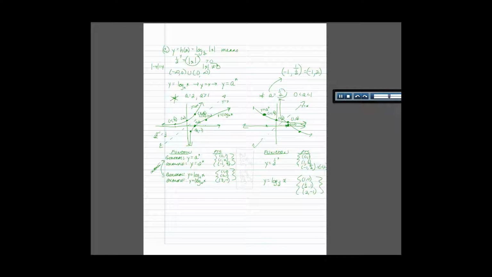Definitely this case, like I said, is easier to see. But you need to know that always, with the exponential, you're going to have the points 0, 1, 1, a, negative 1, 1 over a. And with the log, you're going to have the points 1, 0, a, 1, and 1 over a, negative 1. It doesn't matter if a is greater than 1 or in between 0 and 1. This is always going to be true. It just takes some getting used to.